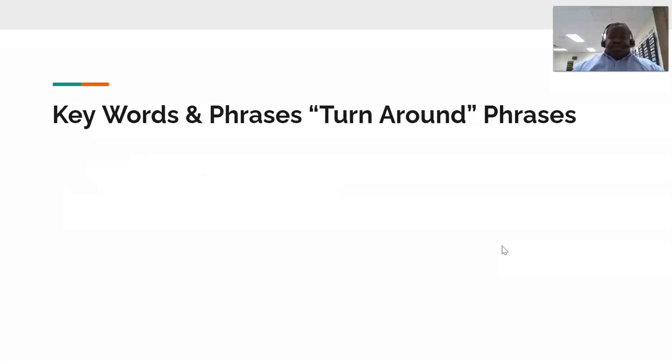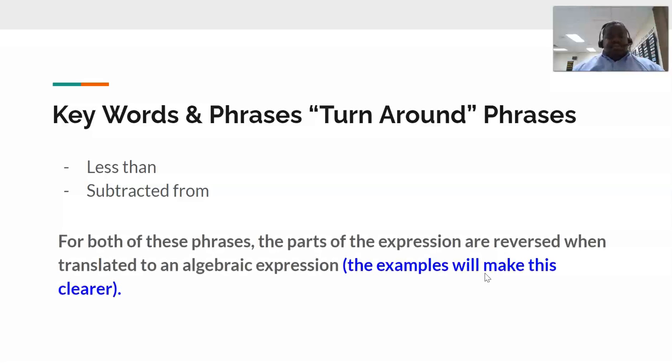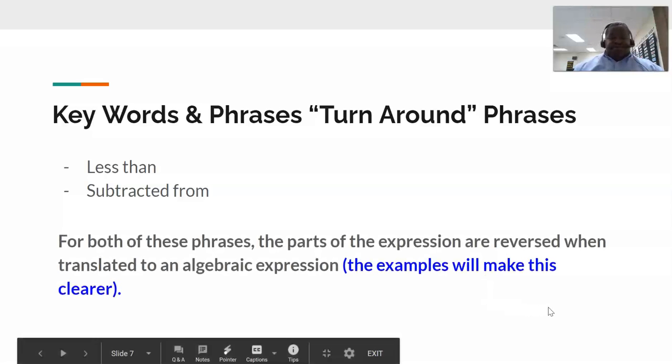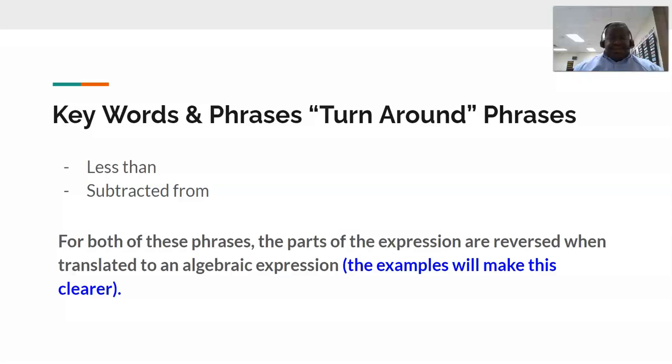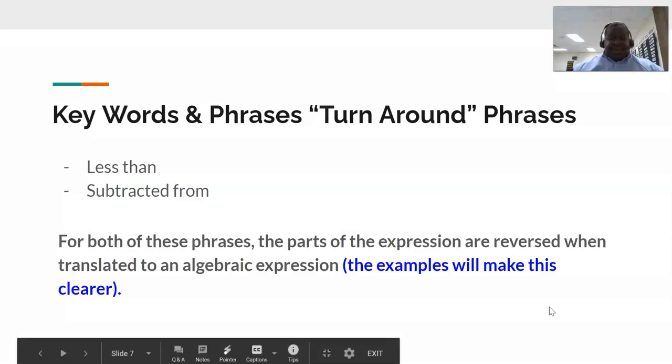These are what we call our turnaround phrases, which is going to allude back to what we had with the stars for the subtraction. We see less than and subtracted from again. Now, for these phrases, the parts of the expression are reversed when they're translated into an algebraic expression. We'll have some examples specifically for this particular part, and the examples will make it a bit clearer. So just think about this: when you see less than and subtracted from, you're going to swap the order of what you see in the actual verbal expression.